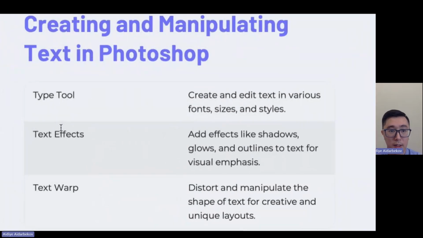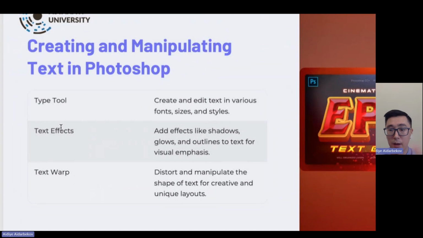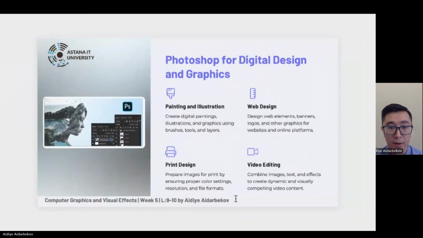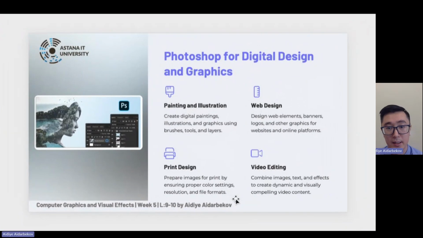Okay, what's next? Type tool, just typing your text. Text effects: you can add shadows, clouds, outlines, and so on. And text warp: we can distort and manipulate the shape of text to create different, interesting, unique layouts. Okay, move on. So the variety where we can apply our knowledge in Photoshop.